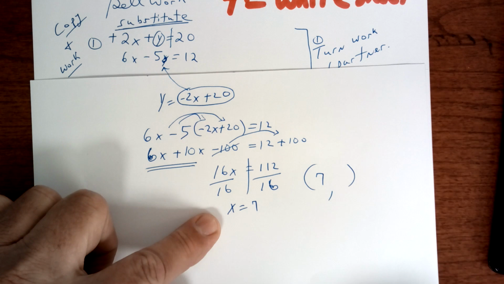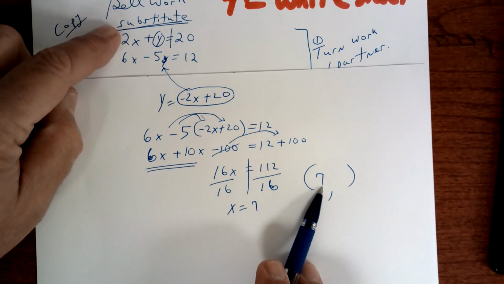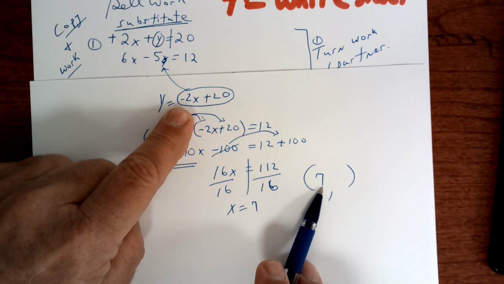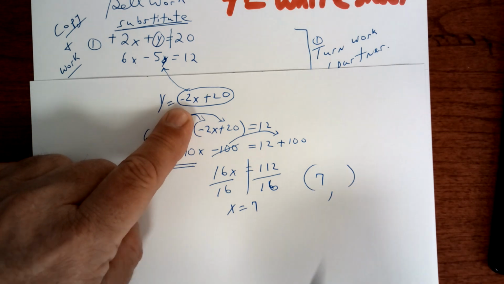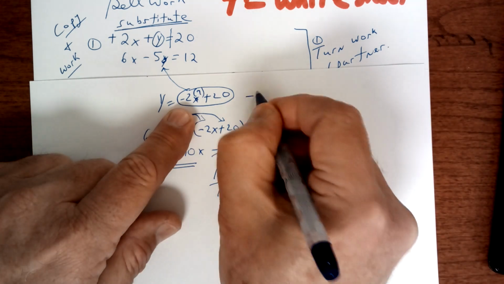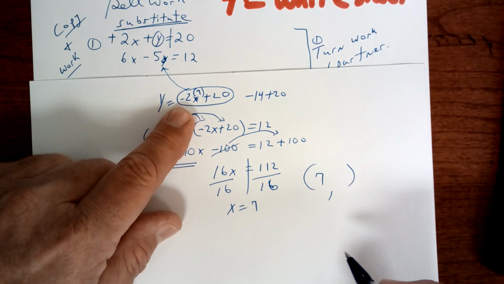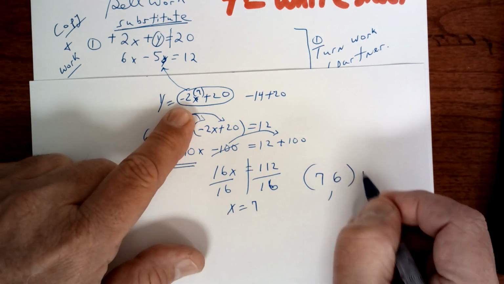Now to find y, you can plug it into either one of these equations, but I like this one better because y is already by itself. So 2 times 7 is going to give you a negative 14. Plus 20 is going to give you a positive 6, I guess it is. And that should do it. 20 minus 14.